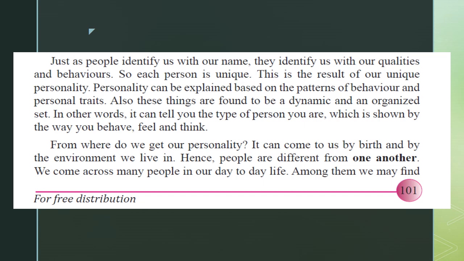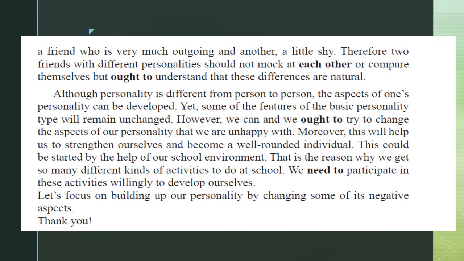Personality can be explained based on the patterns of behavior and personal traits. Also, these things are found to be a dynamic and an organized set. In other words, it can tell you the type of person you are, which is shown by the way you behave, feel and think. From where do we get our personality? It can come to us by birth and by the environment we live in. Hence, people are different from one another. We come across many people in our day-to-day life. Among them, we may find a friend who is very much outgoing and another a little shy. Therefore, two friends with different personalities should not mock at each other or compare themselves, but ought to understand that these differences are natural.